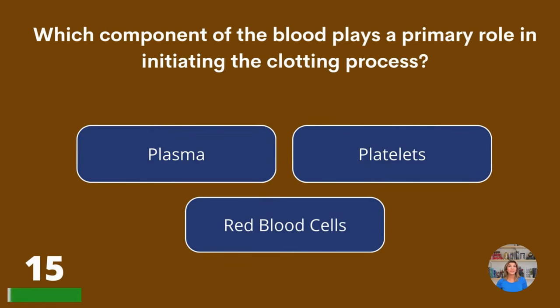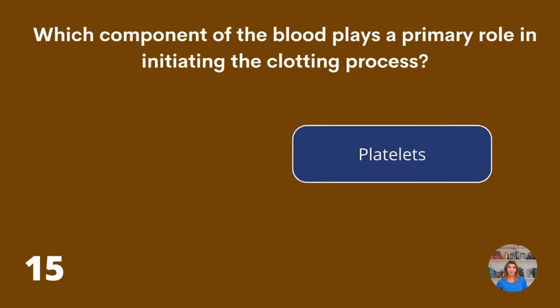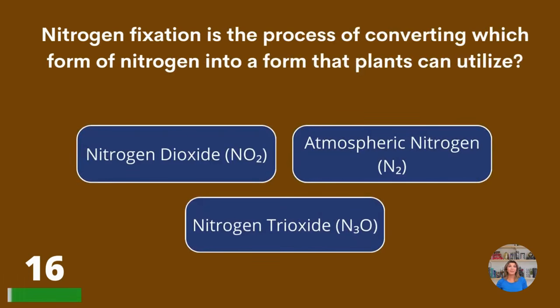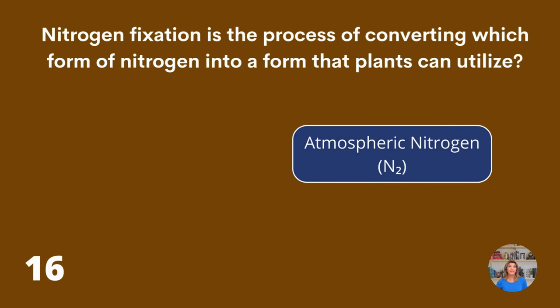Which component of the blood plays a primary role in initiating the clotting process? Plasma, platelets, or red blood cells? Platelets. Nitrogen fixation is the process of converting which form of nitrogen into a form that plants can utilize? Nitrogen dioxide, atmospheric nitrogen, or nitrogen trioxide? Atmospheric nitrogen.